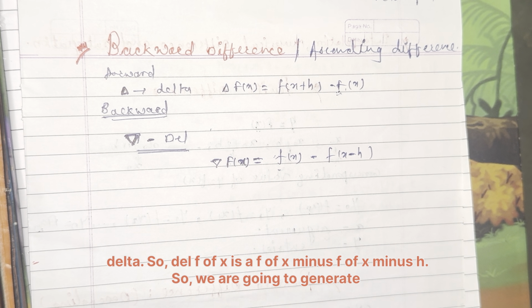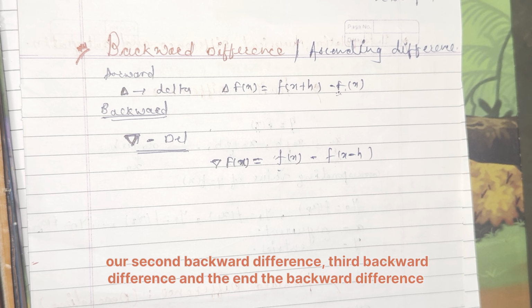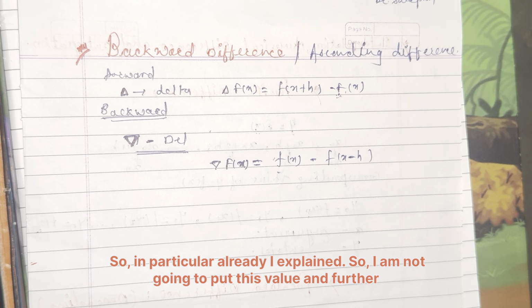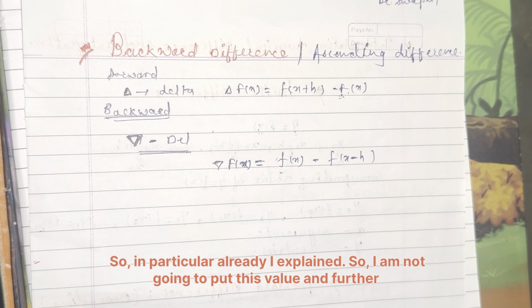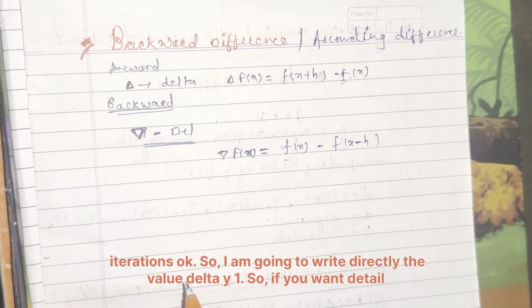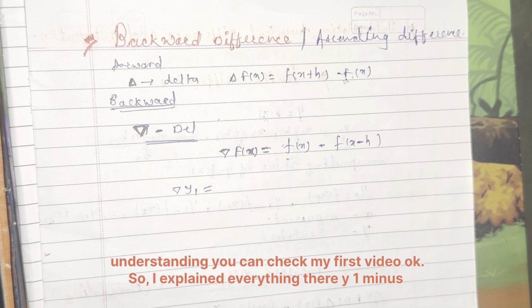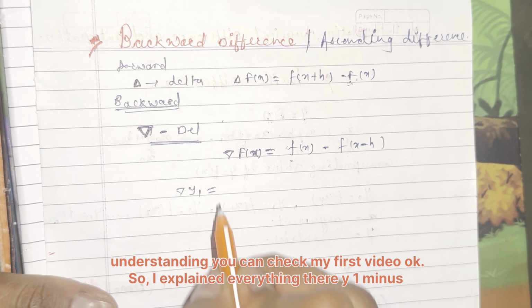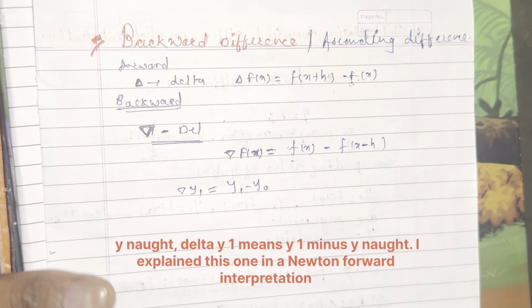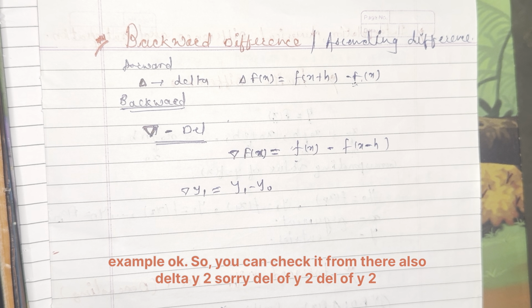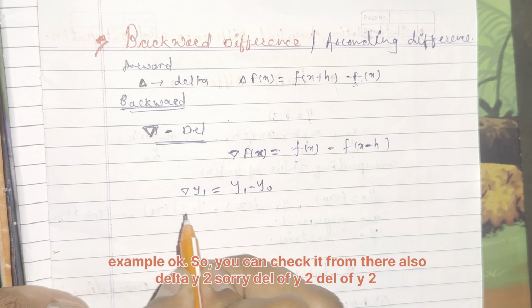We are going to generate our second backward difference, third backward difference and nth backward difference, as we did in our forward difference. I already explained this in particular, so I'm not going to put in these values and further iterations. I'm going to write directly the value del of y1. If you want a detailed understanding you can check my first video, where I explained everything in a Newton forward interpolation example.